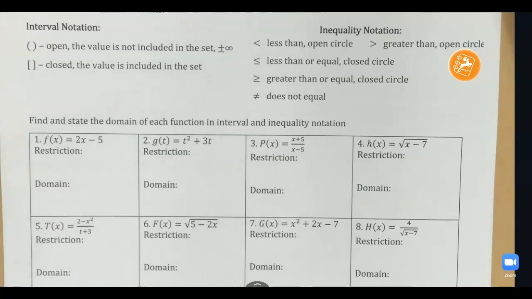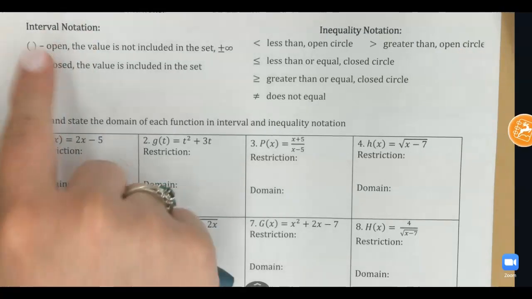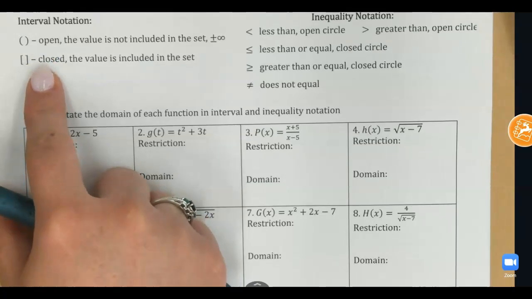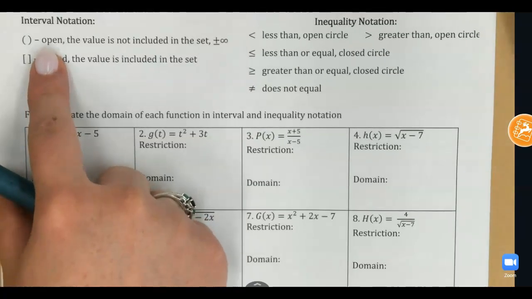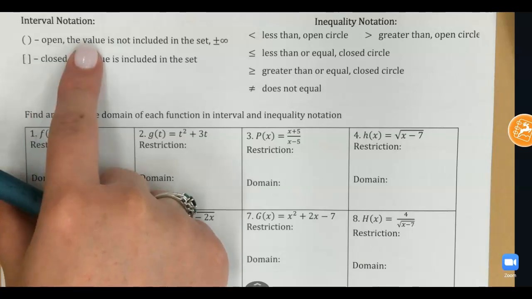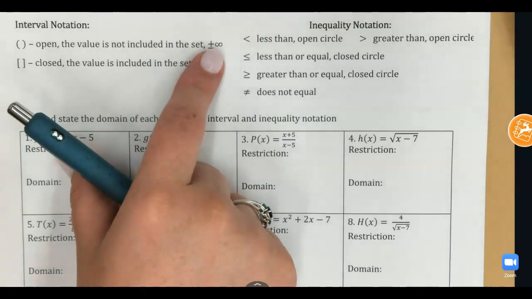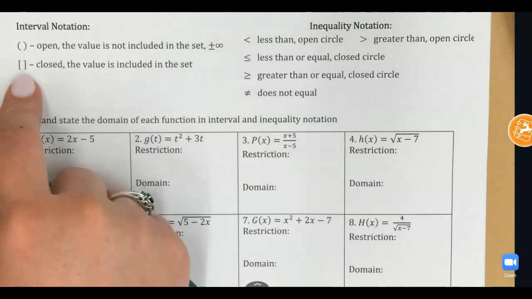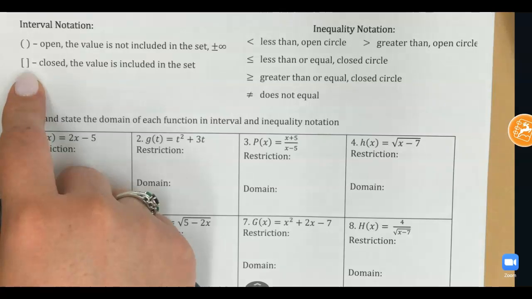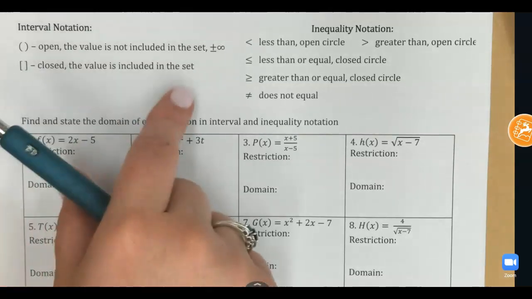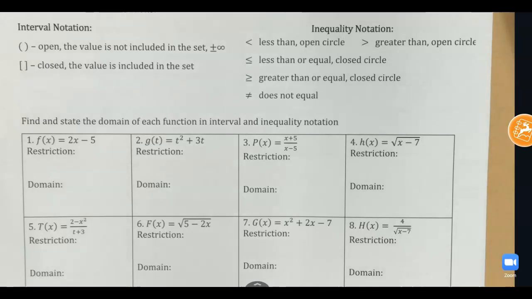So some info on interval notation. We have parentheses and brackets. That is what makes it interval notation. If we have parentheses, that would include like an open circle, the value is not included in the set, and we always use it with infinity, whether it's positive or negative. Brackets indicates a closed circle or the value is included in the set.